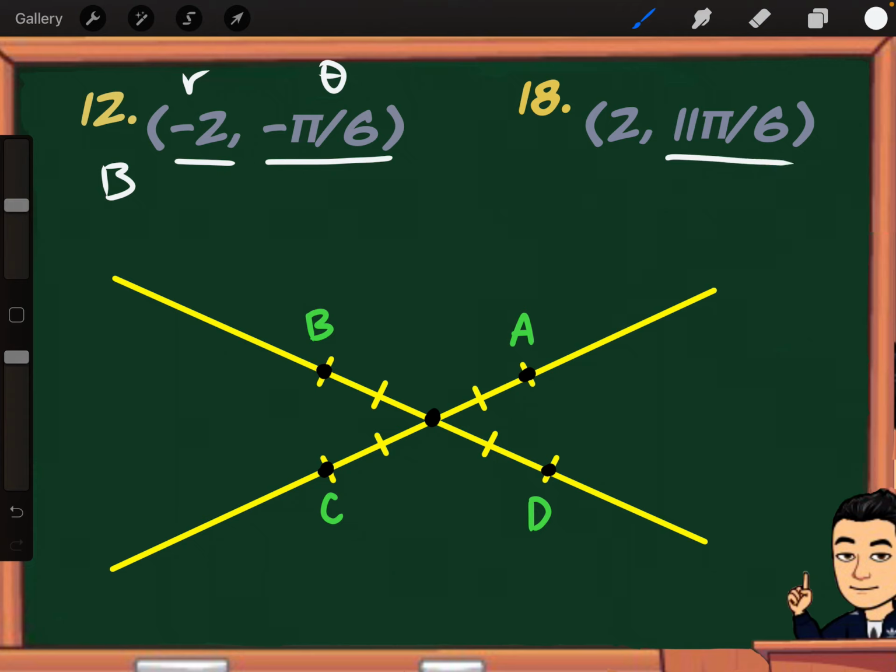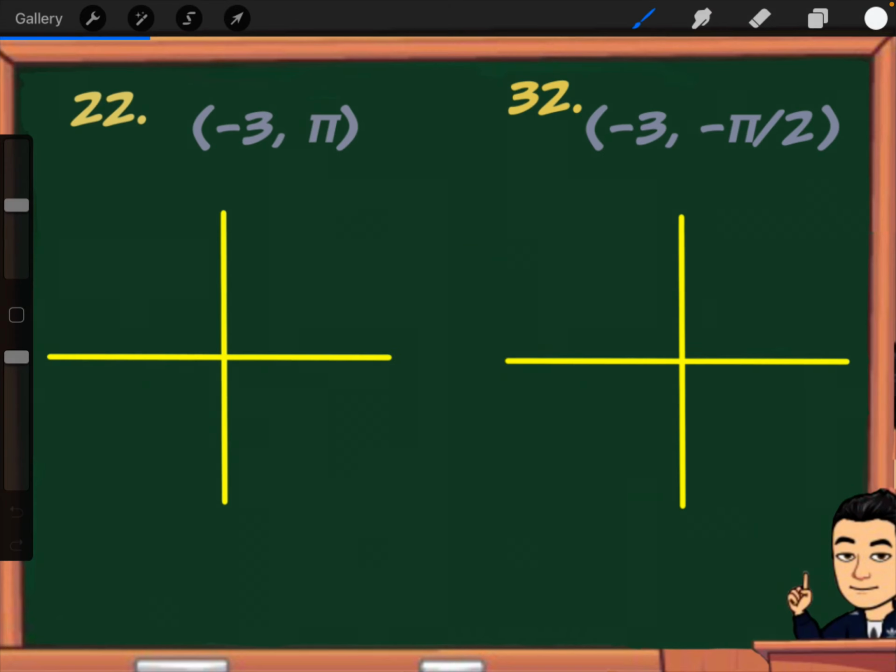So we got 11 pi over 6, which is basically the same line right here. Okay, but this time the radius equals 2, so it's going to be 1, 2, so point D is going to be the answer for number 18. All right, so let's check out a similar type of question, number 22.